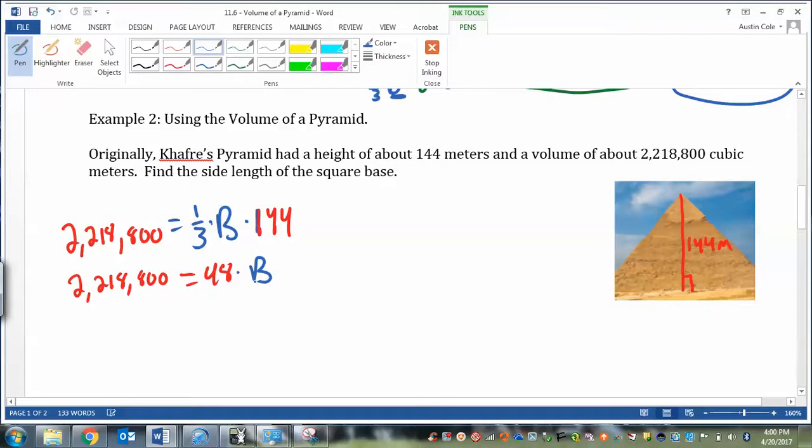Anyway, so we have 48 times our big B, our area of the base, is 2,218,800. So we need to divide each side by 48.